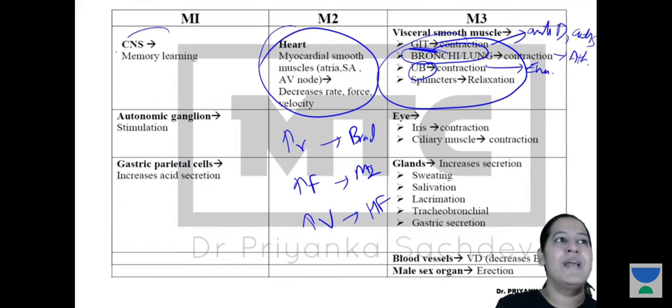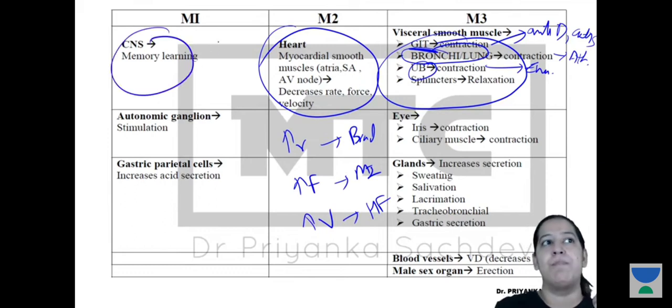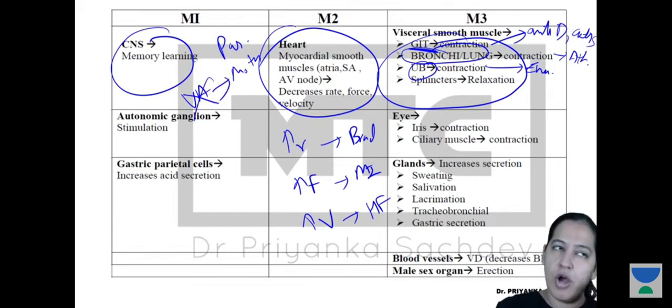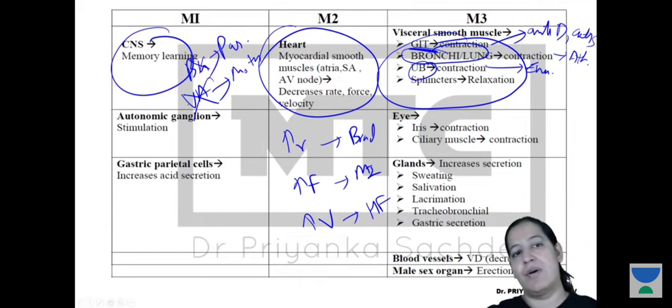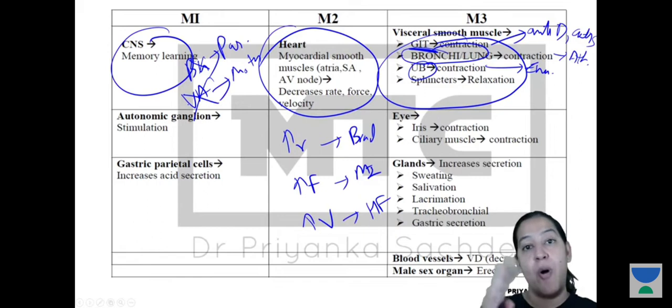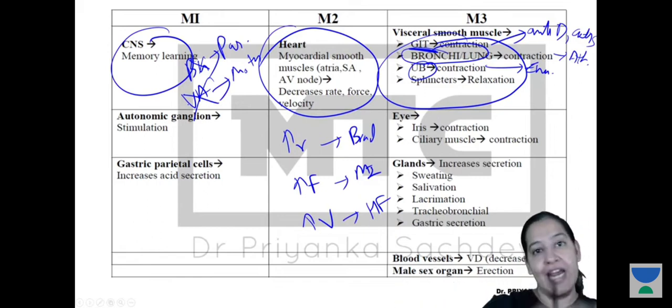Here, based on CNS, I have told you two uses: Parkinsonism and motion sickness. They block M1 receptors on the vestibular apparatus, so they are useful in motion sickness, and they block M1 receptors present on the basal ganglion, so they are useful in Parkinsonism. So we are studying uses and side effects together. The positive things we take in uses, the negative things we will take in side effects.